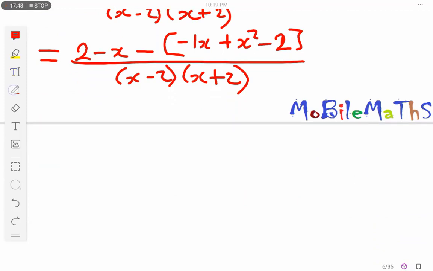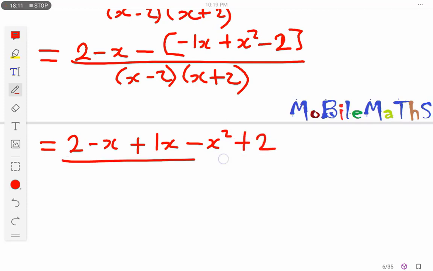So I'll have 2 minus x, minus times minus, I'll get a plus 1x there. Okay, then I've got plus x squared, it's going to be minus x squared there. Then I've got minus 2 by minus 1, it is going to be a plus 2 like this. So this is all over x minus 2 and x plus 2 like this.